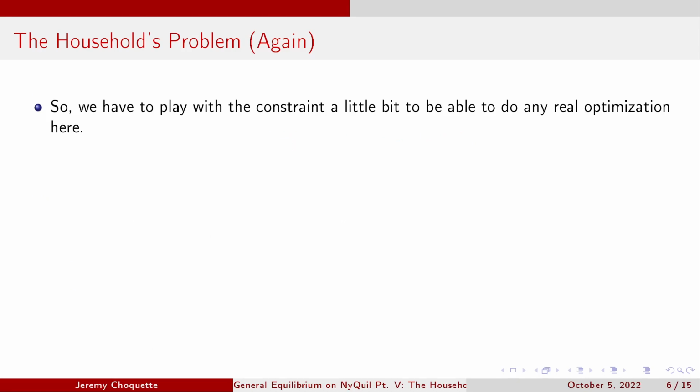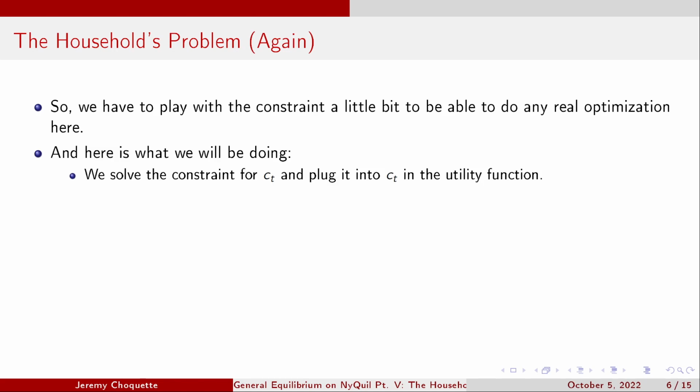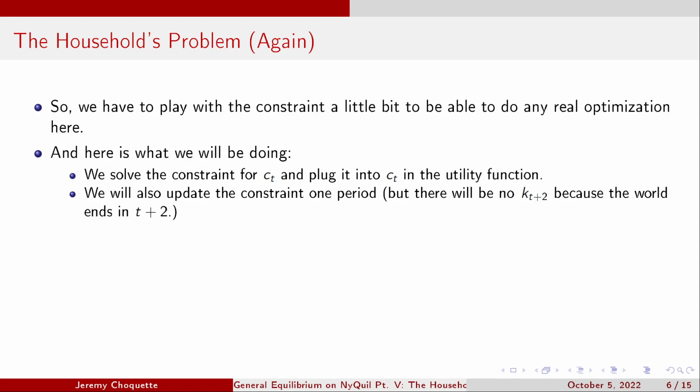So, like I said, the constraint was almost ready to go. There's one little tiny thing I need to do. I want to solve that constraint for c, and then I'm going to plug it into c_t in the utility function. Now, I also have to update the constraint for one period, because not only am I optimizing over c_t, I'm also doing it over c_{t+1}. But remember, if I were to update this one period, I'm just going to add 1 to every t subscript that I see, but there's no k_{t+2} because the world is over in t+2.